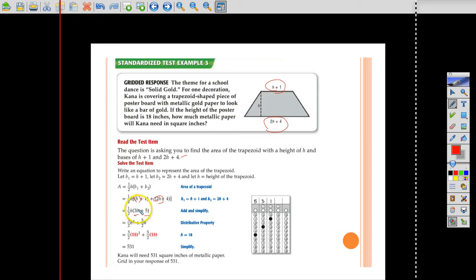1/2 h times 3h is 3 over 2 h squared. And then you have 1/2 h times 5, and you have 5 over 2 h. Okay, and they're asking you if the height is 18 inches. So instead of h, you substitute 18 here and there, and you use a calculator. You have the final answer as 531. So she needs 531 square inches of metallic paper. And if you see this on a standardized test, you would fill in the grids 5, 3, 1.